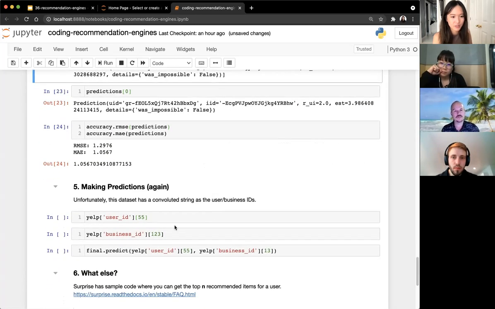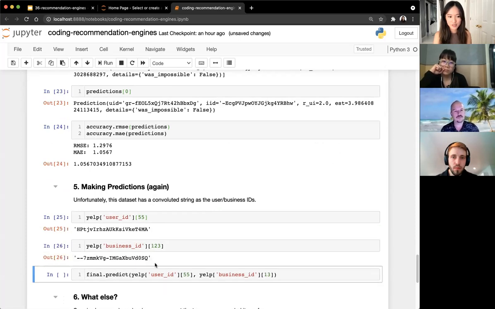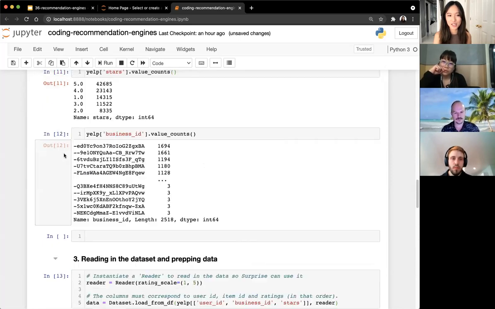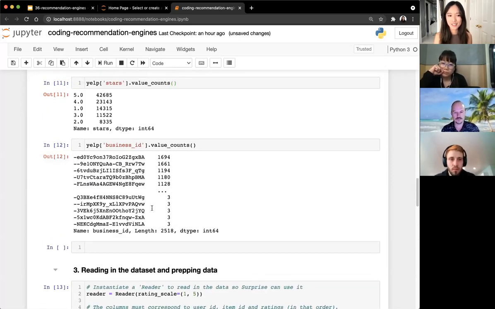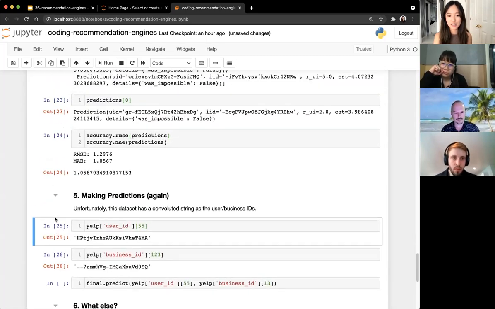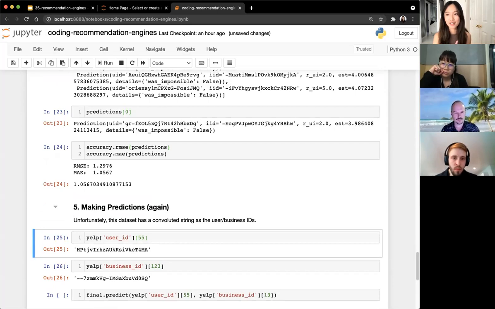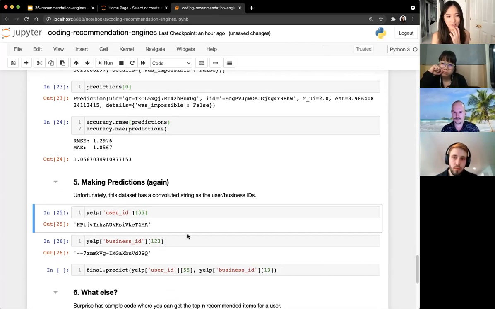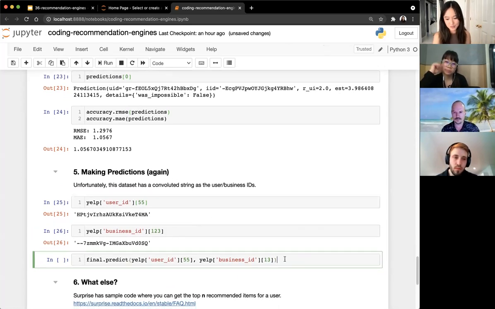Let's see, what else? All right, okay, so to make predictions, you have to feed it in the user ID and business ID in the same way that you had it in your data here. If you feed it a business ID or a user ID that didn't exist, it'll actually just return you the average rating over and over again. So just take note of that. If you are seeing the same rating come out for every user item combination, it's probably because you're not feeding in the right data. But yeah, that's how you use .predict.